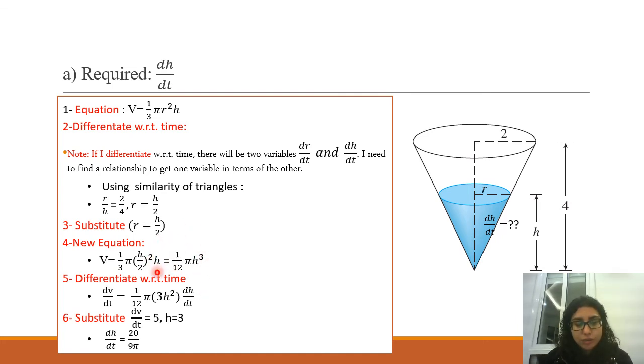I'm going to differentiate with respect to time. So dV by dt equals 1 over 12 constant. Pi is constant, so they are outside. And then I'm going to differentiate h cubed. It's going to be 3h squared dh by dt. And I will substitute with the givens, and I will find dh by dt.